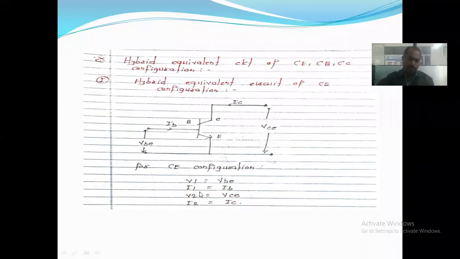See here, for the CE configuration we have seen that V1 is equal to the input voltage, that is VBE. I1 is equal to IB, the base current, right? And the output current I2 is nothing but IC, and the output voltage V2 is VCE. These are the things we have seen.